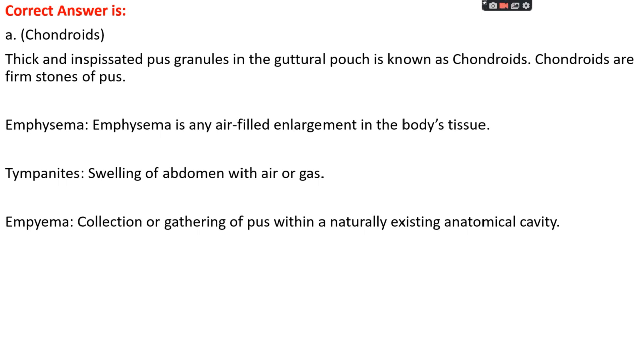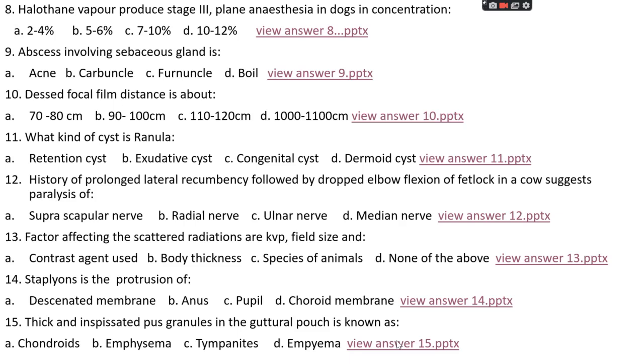Okay. Emphysema, as the name itself implies, is an air-filled enlargement in the body tissue. Tympanitis is a swelling of the abdomen with air or gas. Empyema, the term itself implies pus: a collection of pus within a naturally existing anatomical cavity.